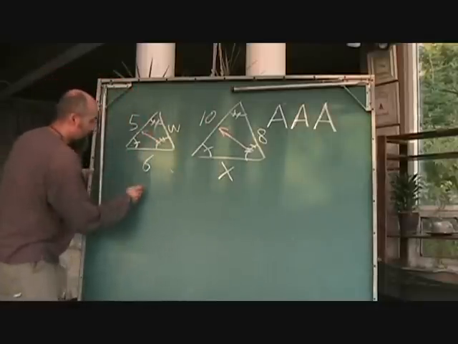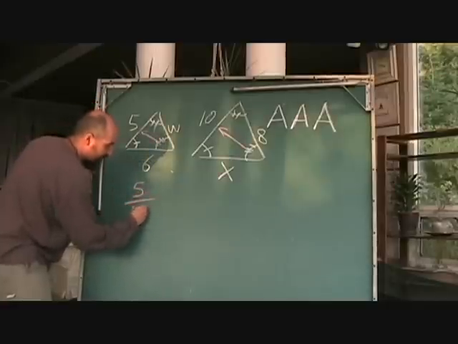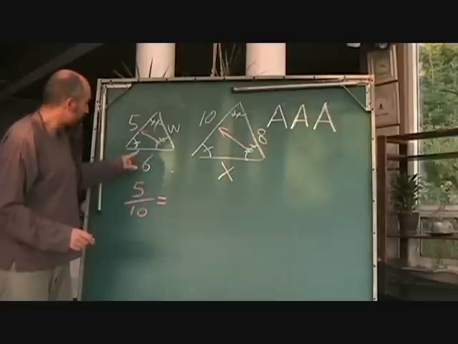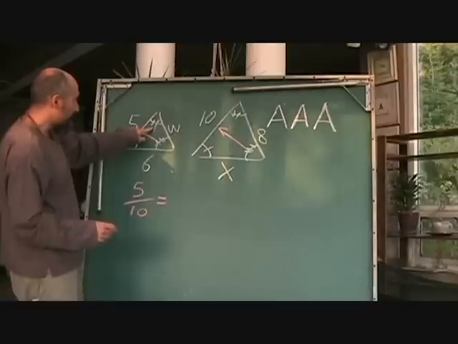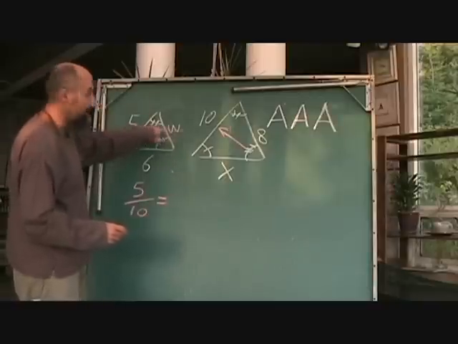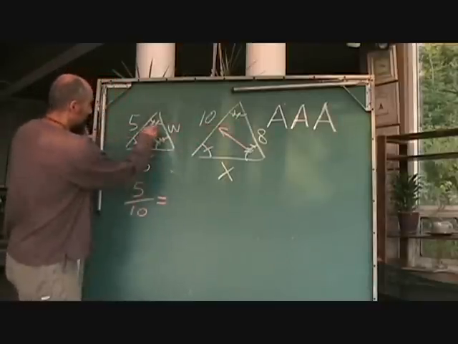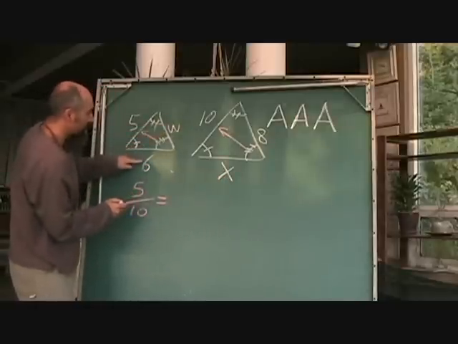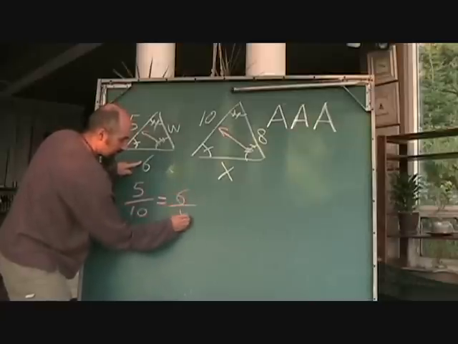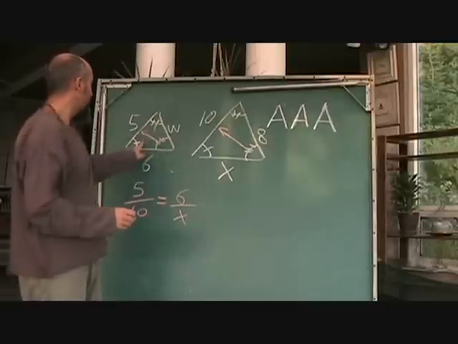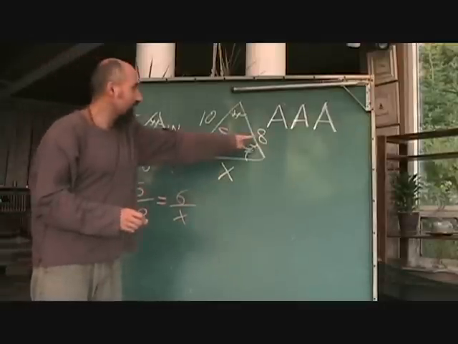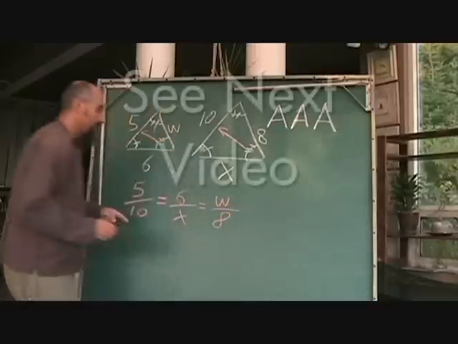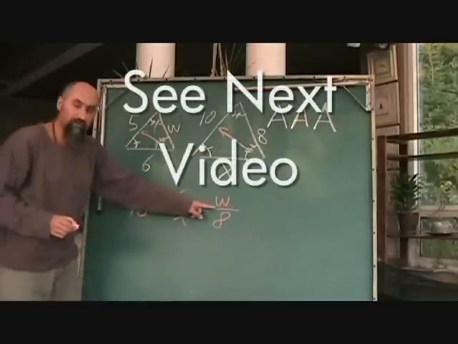What you can do is say, okay, 5 over 10 must be equal to the ratios of the other sides, which is, that's across from the double tick angle, and that's across from the double tick angle, so 6 over x. So 5 over 10 must be equal to 6 over x. And for this one, it would be, hey, the single tick across from the single tick must be equal to w over 8. Now, you can't solve this equation all three of them.